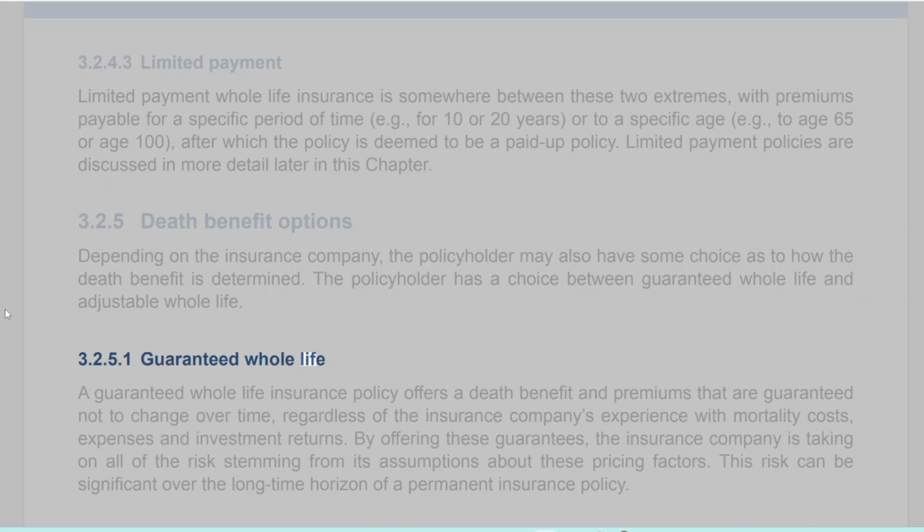3.2.5.1 Guaranteed whole life. A guaranteed whole life insurance policy offers a death benefit and premiums that are guaranteed not to change over time, regardless of the insurance company's experience with mortality costs, expenses, and investment returns. By offering these guarantees, the insurance company is taking on all of the risk stemming from its assumptions about these pricing factors. This risk can be significant over the long time horizon of a permanent insurance policy.